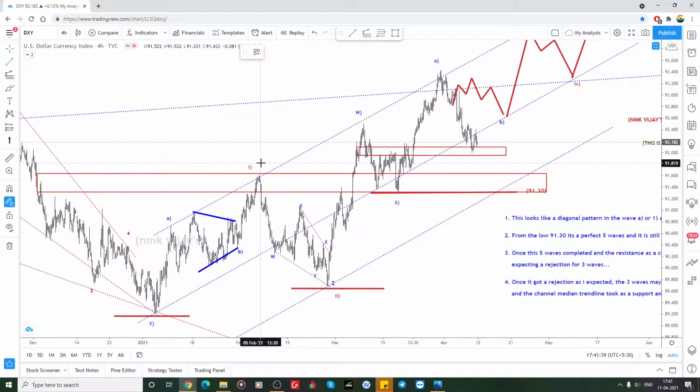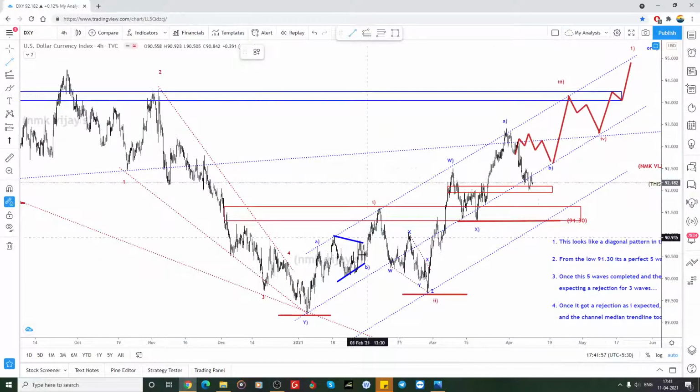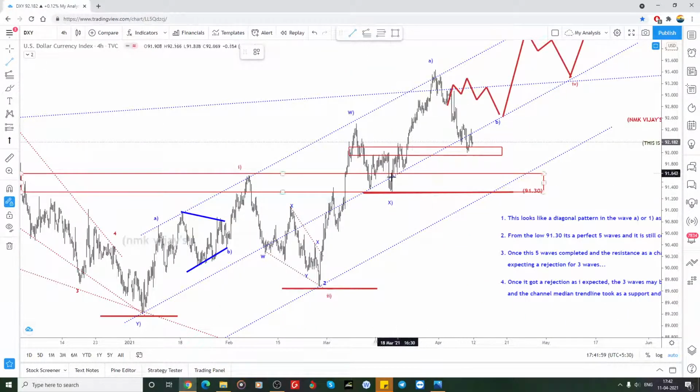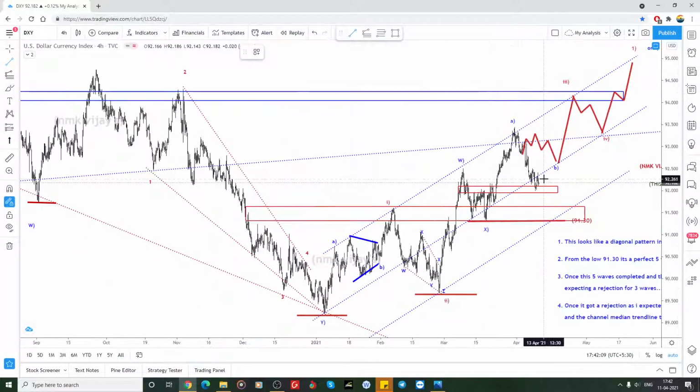This ABC is a 1, I'm looking for the leading diagonal. If it is a leading diagonal, ABC is a 1, ABC is a 2, ABC is a 3, ABC is a 4, and we need ABC as a 5. That is how the leading diagonal pattern will form. But here it has already done the 5-wave structure, it's looking like a 5-wave structure. So I'm expecting the B wave, and once the B wave is completed, I'm expecting the C wave to complete that.